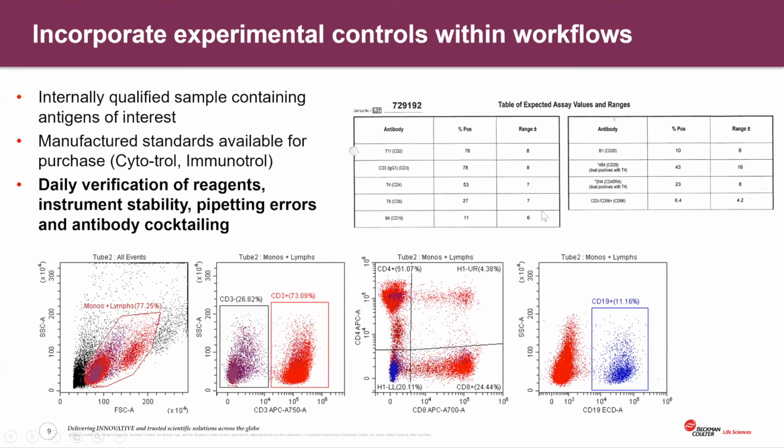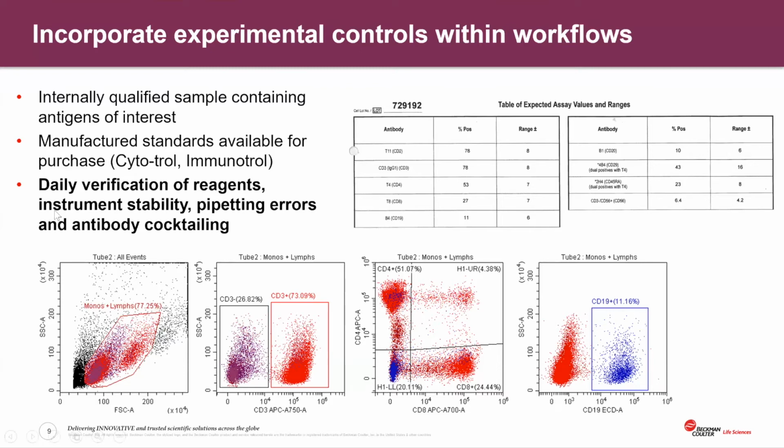So in cases of utilizing the Cytotrol, what you're going to do is run these cells every single time you run your experiment. And you're going to ensure that your antibody cocktailing that you prepared that day is effectively accurate, such that you're not missing an antibody. And it's also going to ensure that your pipetting errors are not present, such that you've added too little of an antibody and now the CD3 proportion has decreased due to the pipetting error.